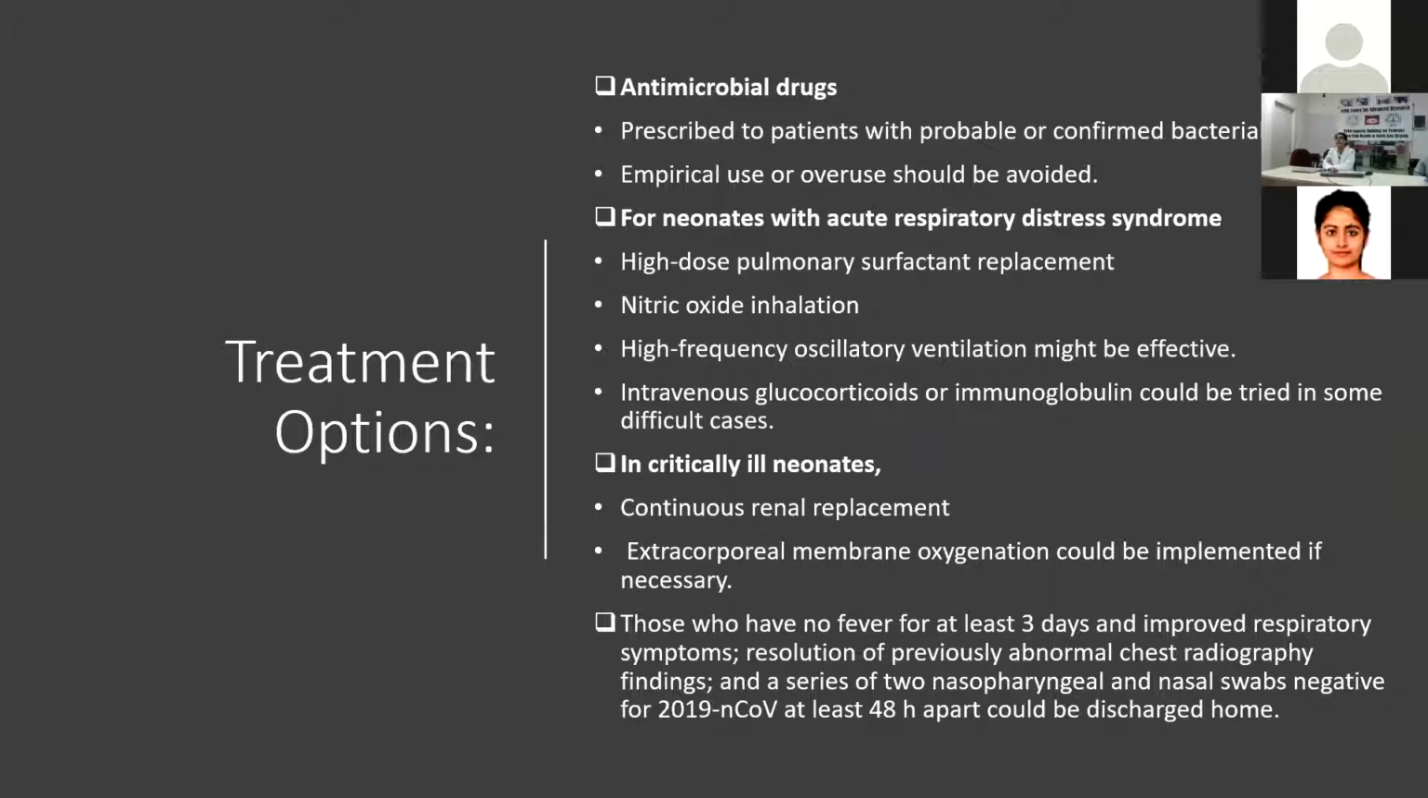The same journal also chalked out a little bit of treatment in case a patient is admitted in a neonatal ICU. You can start with antimicrobial drugs, but they should only be prescribed to patients with probable or confirmed bacterial infection. Empirical use or overuse should be avoided. For neonates with acute respiratory distress syndrome, high-dose pulmonary surfactant replacement should be done. Nitric oxide inhalation and high-frequency oscillatory ventilation might be effective. Intravenous glucocorticoids or immunoglobulin could be used in some difficult cases, but as of now, the use of corticosteroids has been discouraged by WHO.